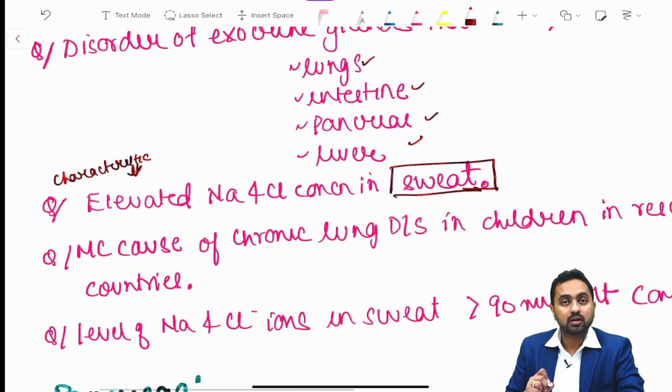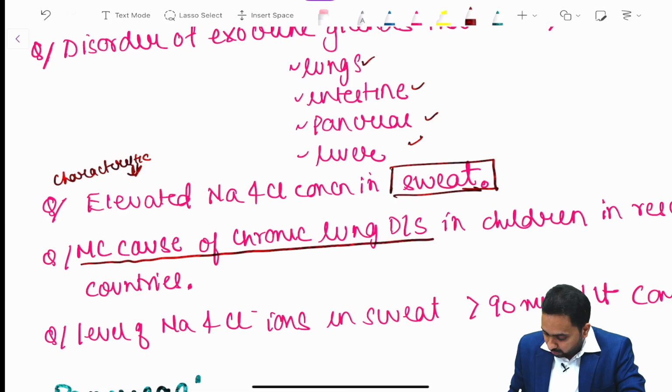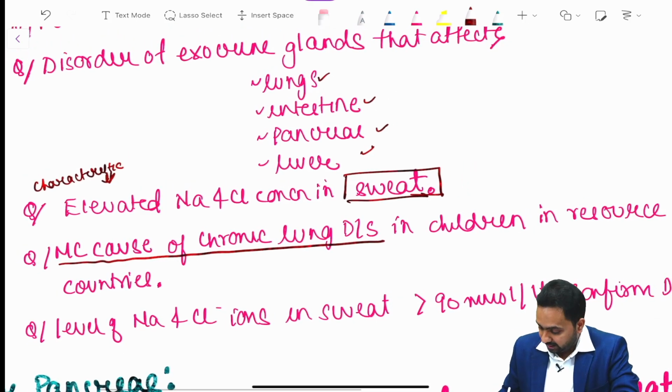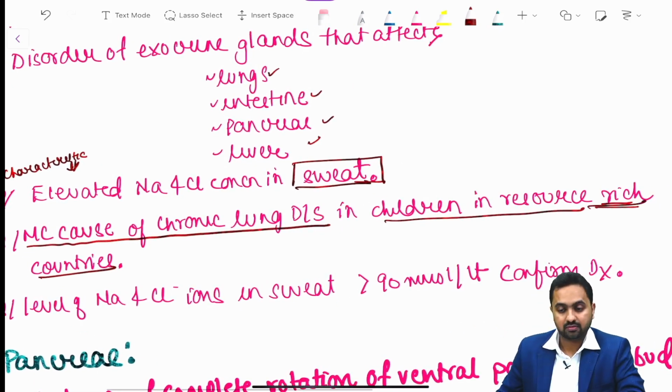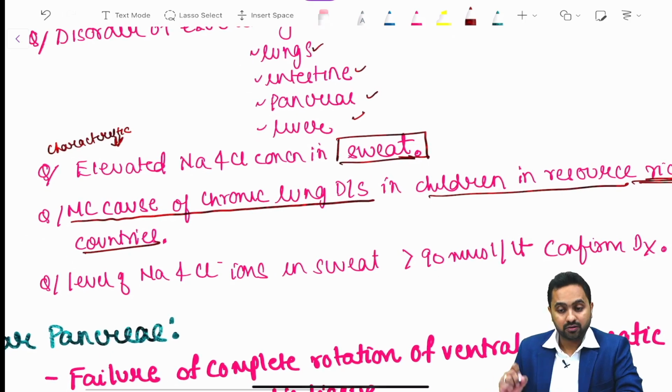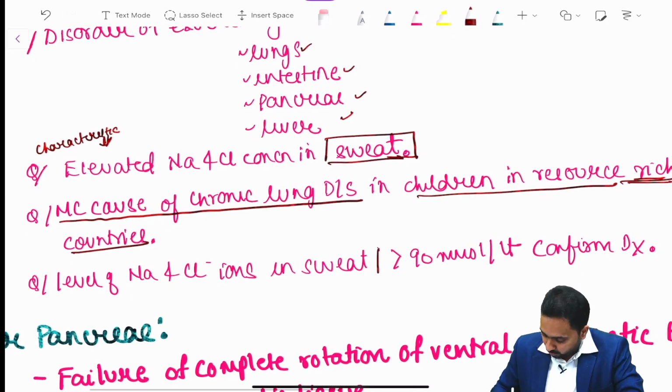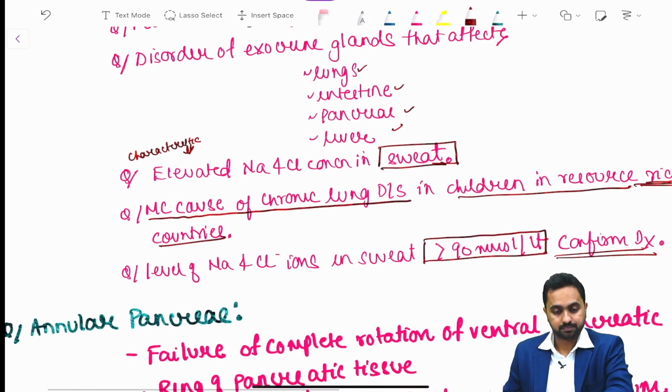Another important point with respect to cystic fibrosis is that it is one of the most common causes of chronic lung disease in children in resource-rich countries, right? And the diagnostic criterion is a sweat chloride level of more than 60 millimoles per liter, which confirms the diagnosis.